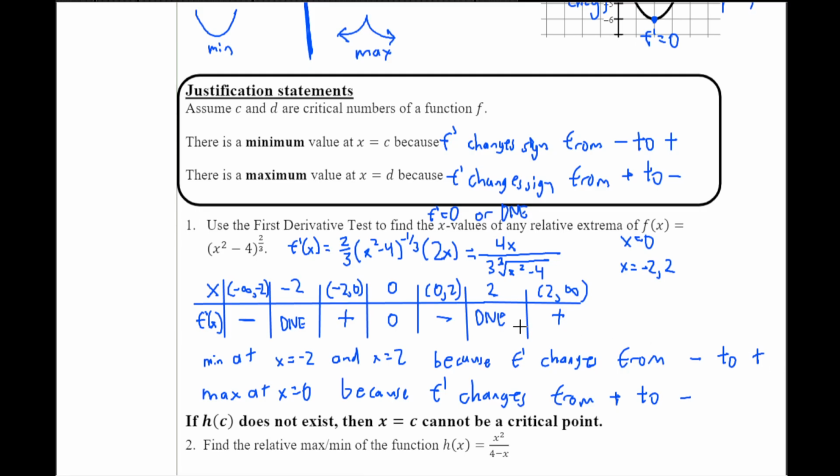You're going to eventually run into cases where there might not be a sign change, like it'll go from positive to positive or negative to negative. In that case, it's not a max and it's not a min, it's just nothing.